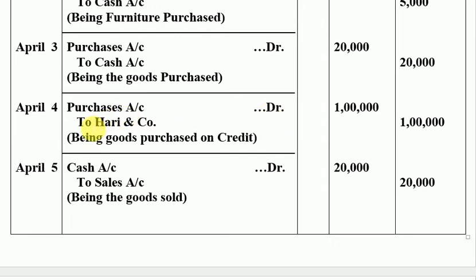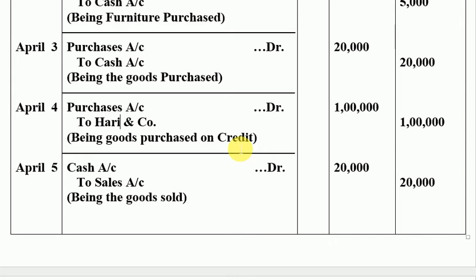Clear? And to Hari and Company, as we have already discussed the rules of debit and credit, comes the rule of personal account: debit the receiver and credit the giver. So Hari right now is the giver to the business. He is giving the commodities to us on credit. That's why he will be recorded on the credit side. Got it? So the purchase account debit to Hari account rupees 1 lakh, being goods purchased on credit.